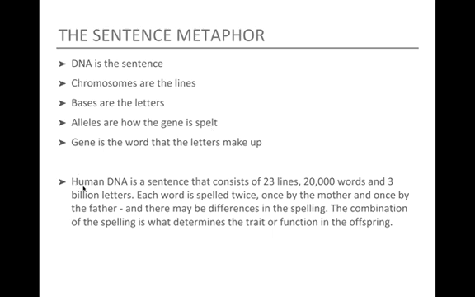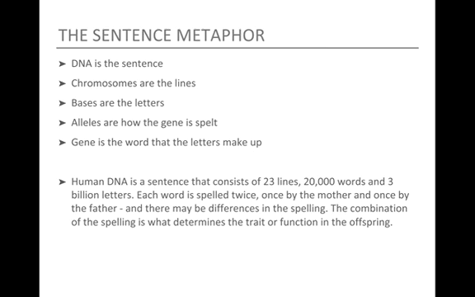So, if we had to put that down as a whole, the human DNA is a sentence that consists of 23 lines as chromosomes, 20,000 words, which are the genes, and 3 billion letters, which are the bases. Each word is spelled twice, once by the mother and once by the father. And there are many differences in the spelling. The combination of the spelling is what determines the trait or the function in the offspring. I hope this helps you get an idea of the different parts of the gene and how they're influencing one another and how they manifest together.